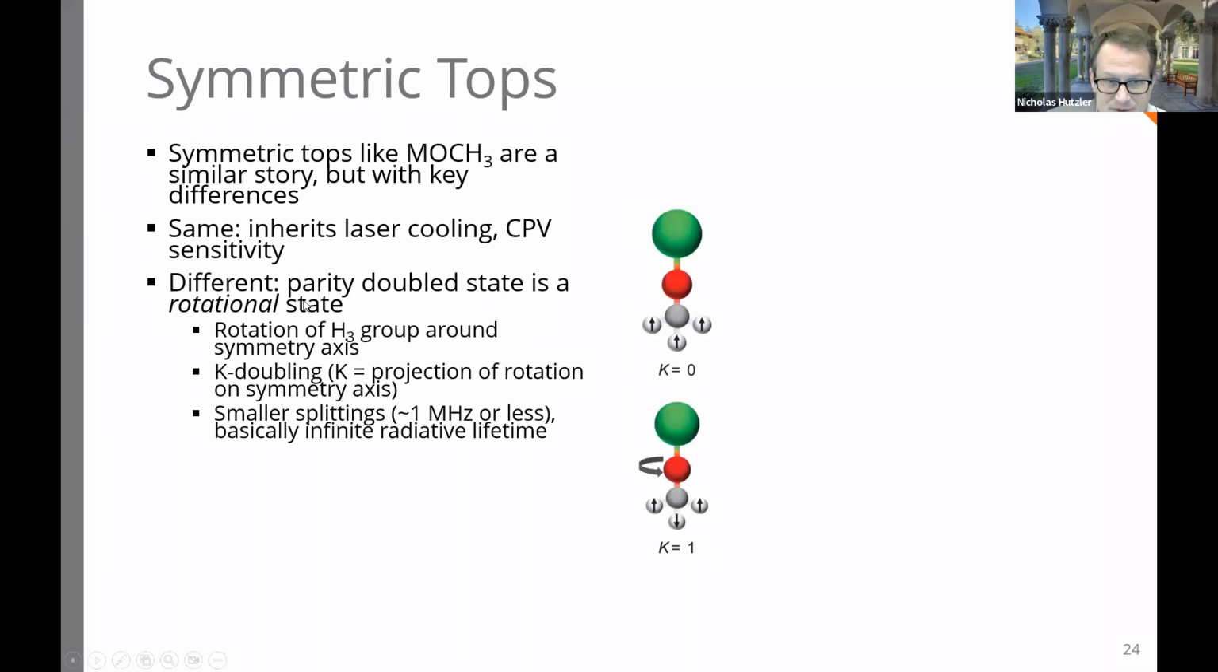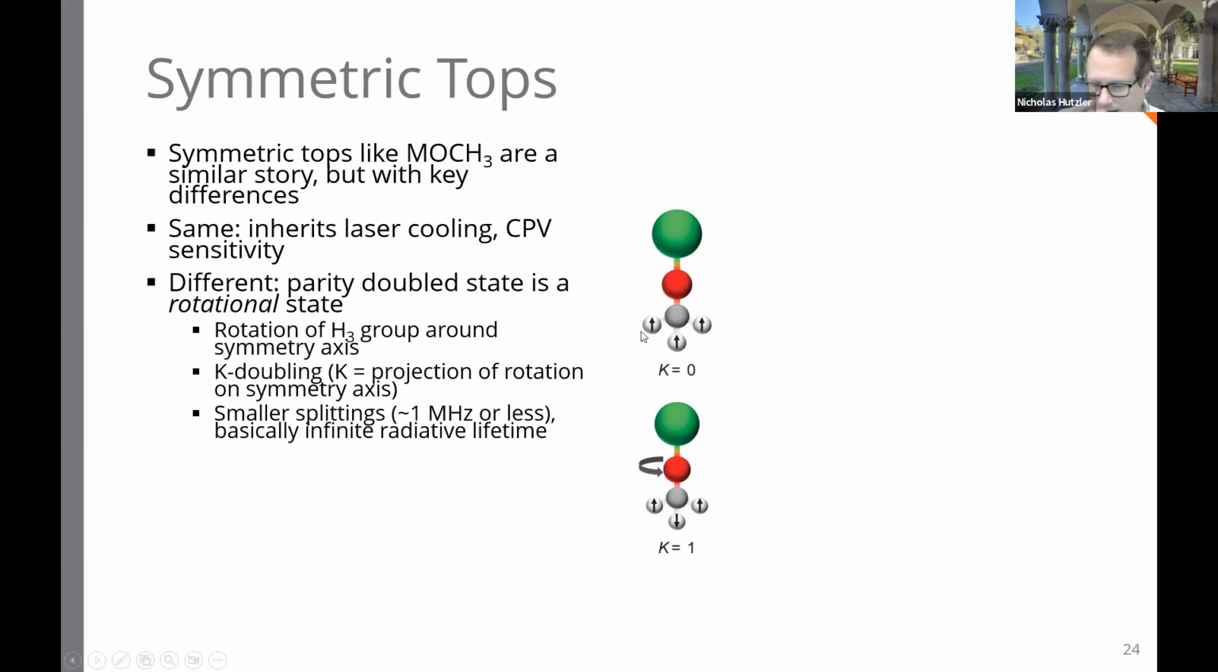But now there's a difference, both with diatomics and even with the linear triatomics. Now the parity doubled state is a rotational state. It's not an excited vibrating state, it's an excited rotating state. So here's a symmetric top molecule. This one is calcium, although it's the same for any of these alkaline earth type metals, then O, C, and then HHH, H3.